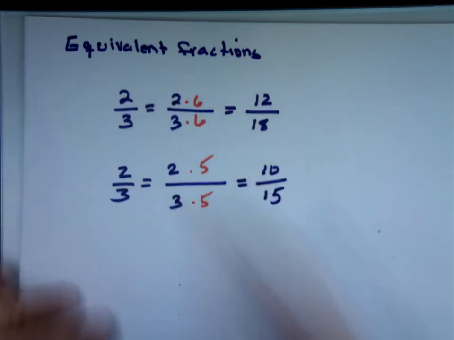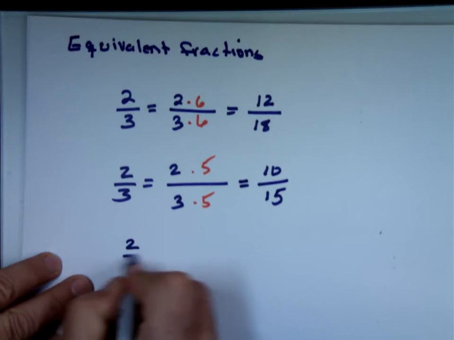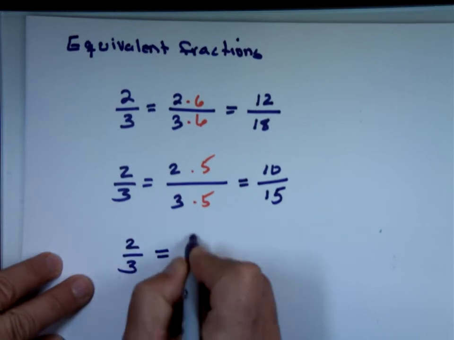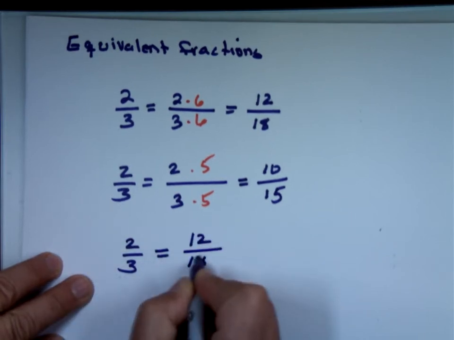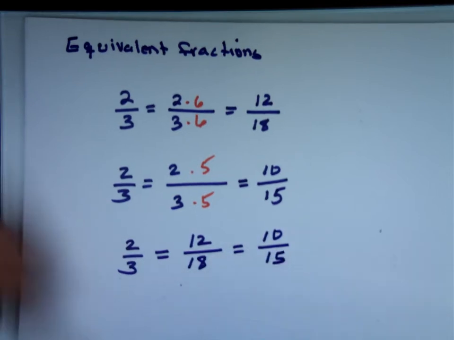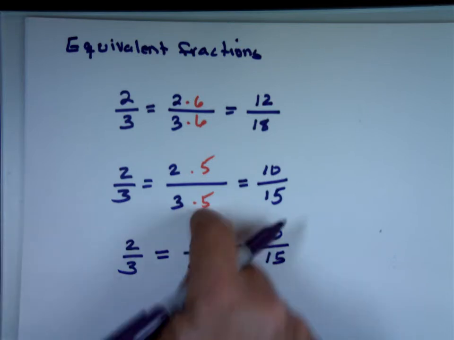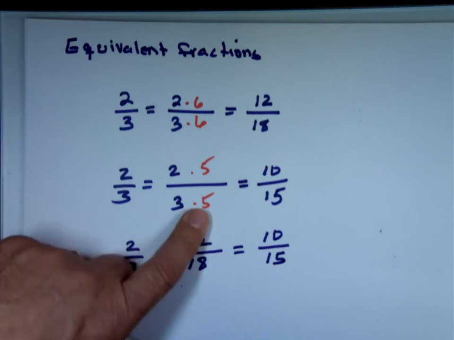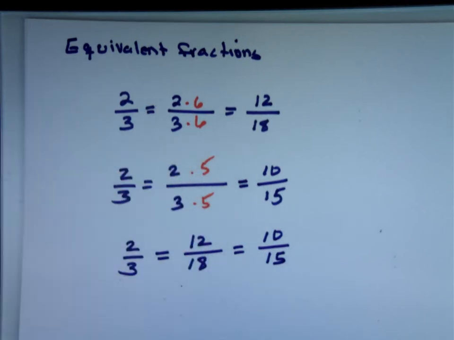All three are equal. 2 over 3 is the same as 12 over 18, is the same as 10 over 15. They're all equal. Multiplying a fraction by a number doesn't change it, doesn't make it not equal. As long as you multiply by the same number. If you multiply the bottom by 5 and the top by 7, then they are not equal. But as long as the same number, they are equal.